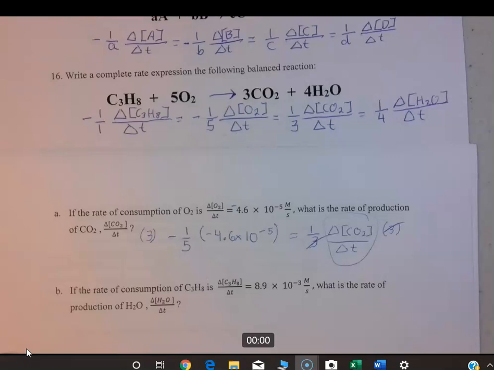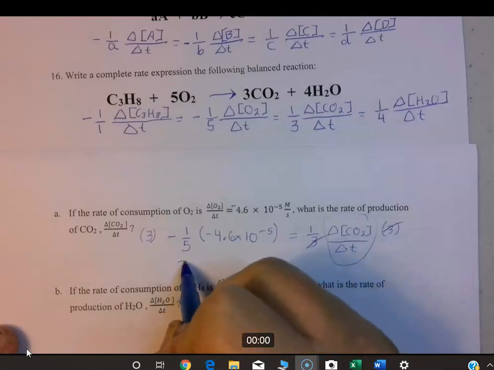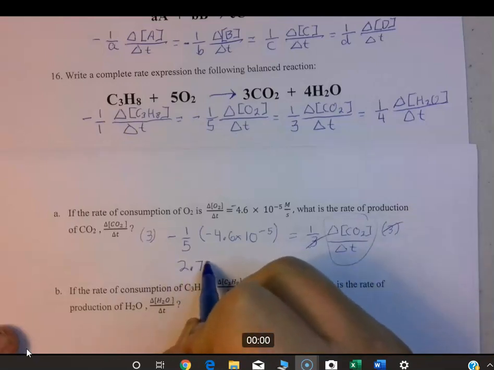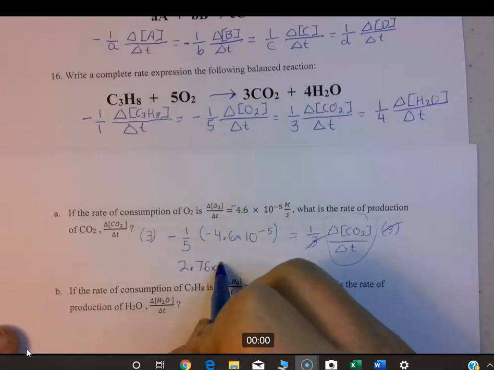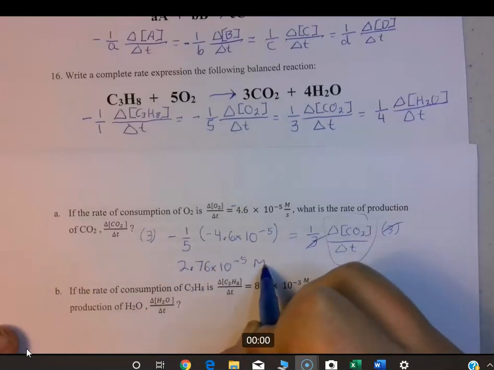And the double negative signs are going to cancel out. So it's really 3/5 times 4.6. And that gives us 2.76. We're not worrying about significant figures here. So it's going to be 2.76 times 10 to the negative fifth, and that's molarity per second.